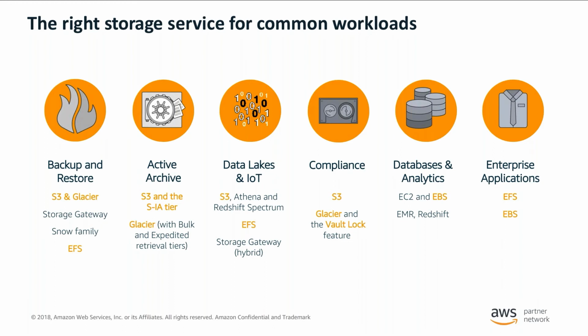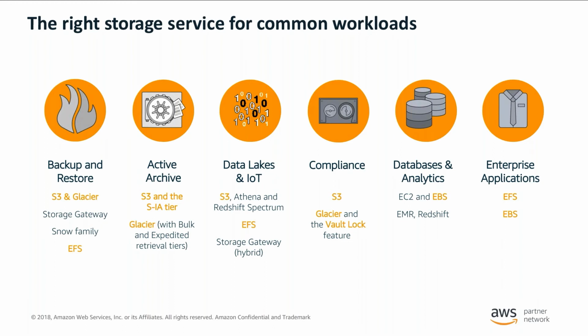For active archive, we see customers adopting S3, specifically S3 Infrequent Access, and Glacier with the bulk and expedited retrieval options. For data lakes, we see customers leveraging the low cost of S3, using Athena and Redshift Spectrum for analytics, directly extracting data from S3. For data lake and analytics workloads with NFS requirements, we see customers adopting EFS. And for those with on-premises data lake scenarios, we see customers extending their storage capacity with tiering to the Storage Gateway.